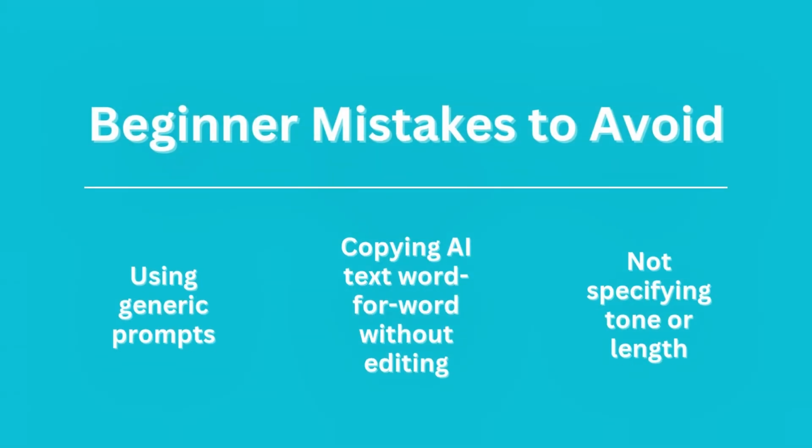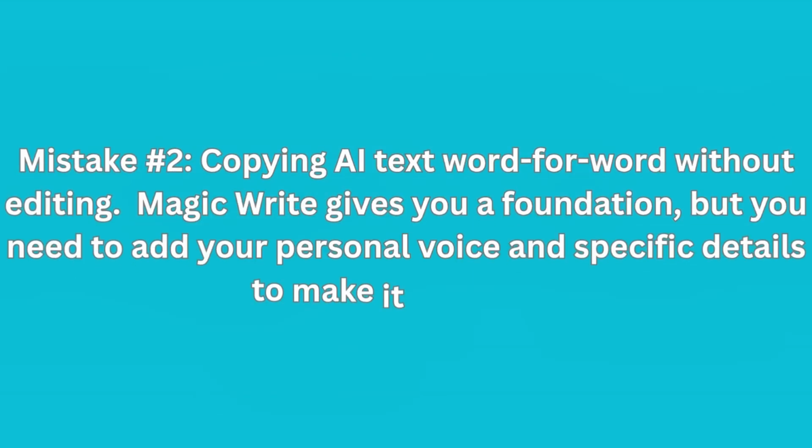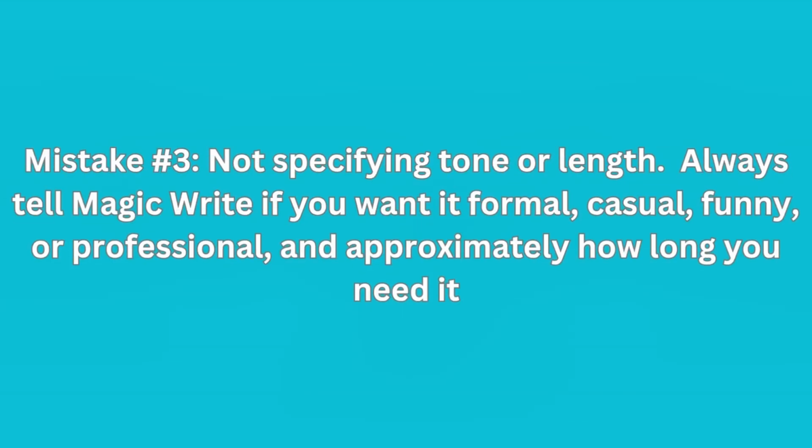When using Magic Write, watch out for these mistakes. Mistake number 1, using generic prompts. Saying write a caption gives generic results. Include details, your brand voice, target audience, and specific call to action as needed. Mistake number 2. Copying AI text word for word without editing. Magic Write gives you a foundation, but you need to add your personal voice and specific details to make it authentic. Mistake number 3. Not specifying tone or length. Always tell Magic Write if you want it formal, casual, funny, or professional, and approximately how long you need it.